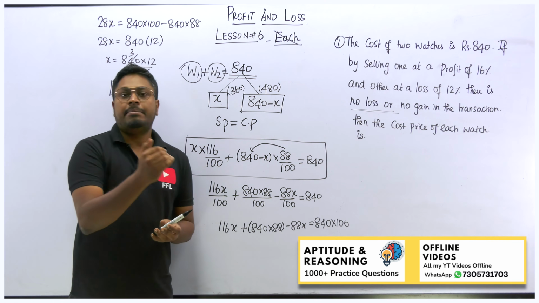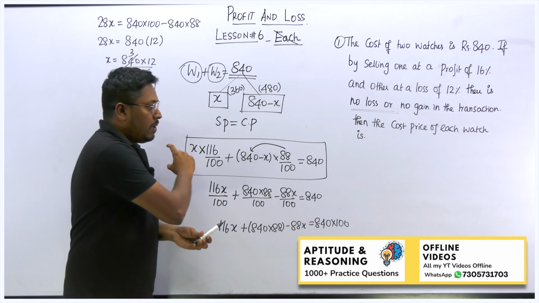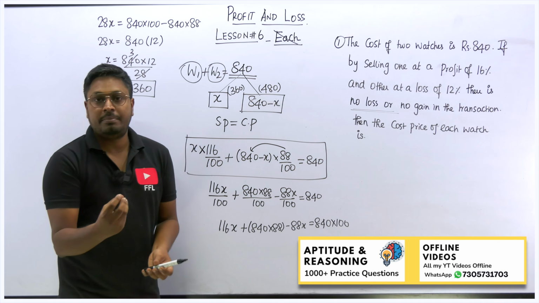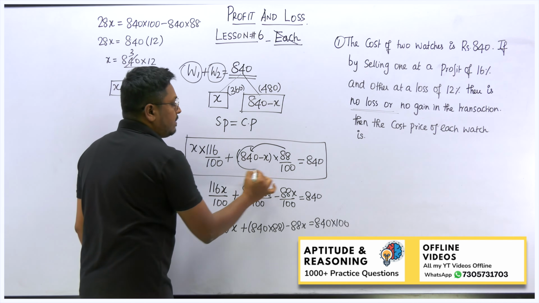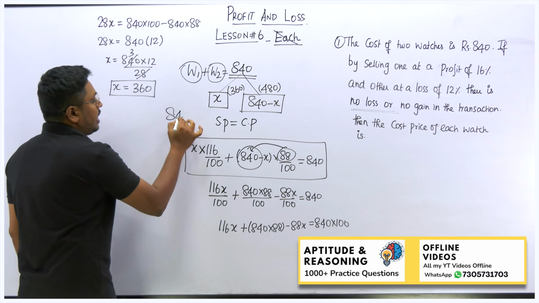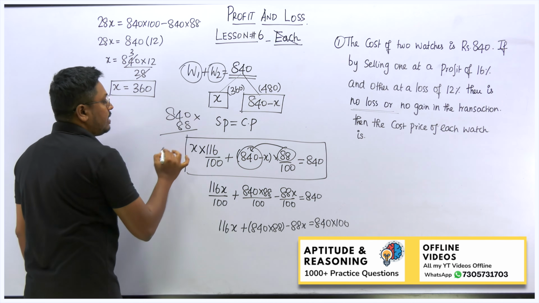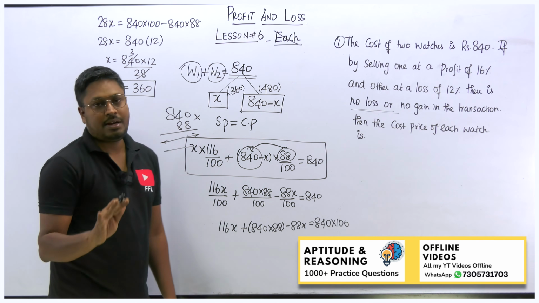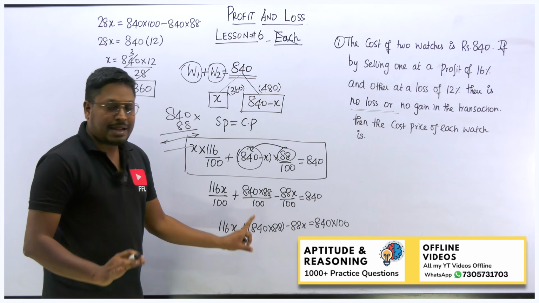The clue will be selling price is equal to cost price. So now write the equation. After writing the equation, the solving part is most important. I have seen many students multiply this 840 into 88 and write the value as a 6 or 7 digit number. No, not at all required, right? So keep 840, 88 as it is.